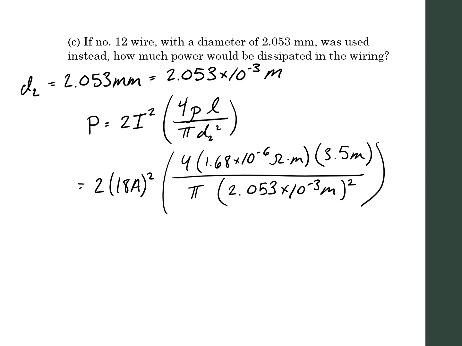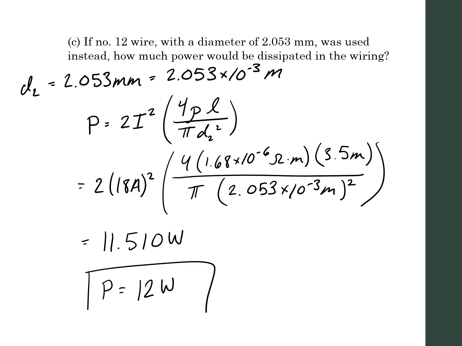So I can take all of this and plug it in, and I ended up getting 11.510 watts, or my new power with my new wire is 12 watts instead of what we had in part B, which was 18 watts. So I have roughly lost 18 watts of power, or I keep 8 extra watts of power by just simply changing my wire.